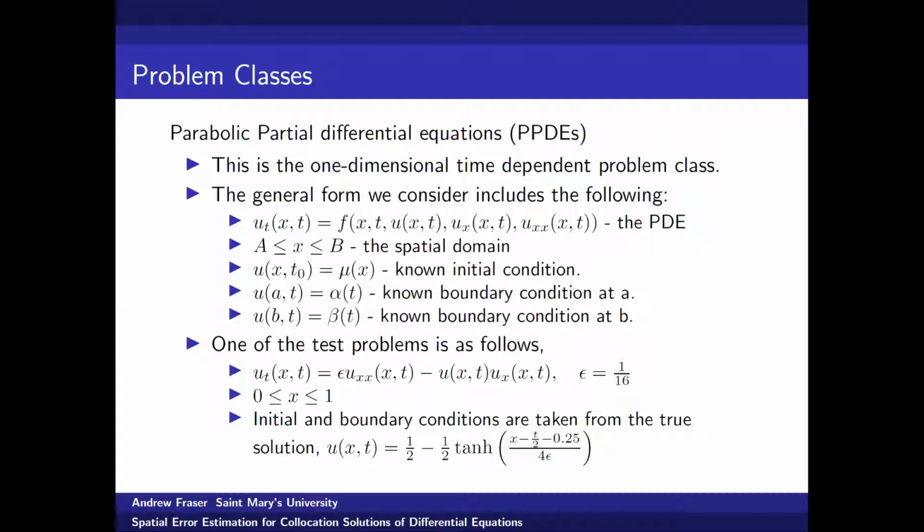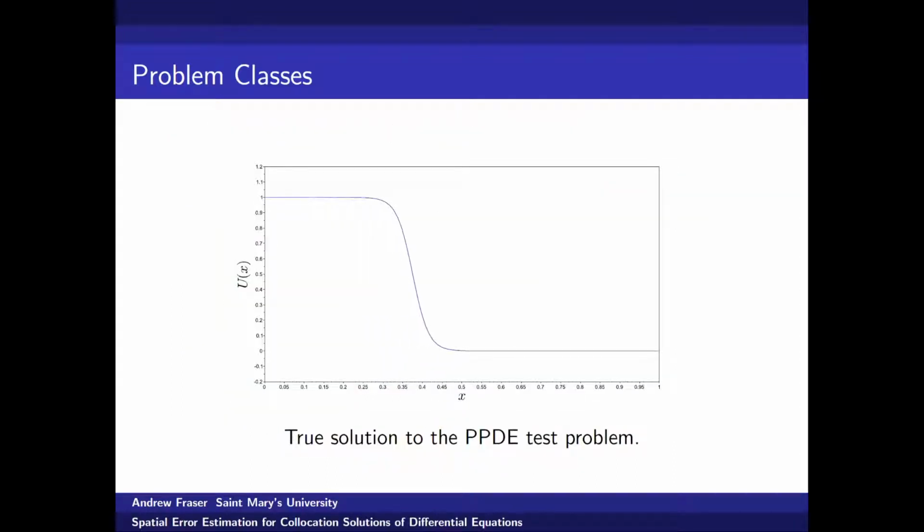The next problem class we have are the parabolic partial differential equations. This is the one-dimensional time-dependent problem class. The general form for this includes the PDE, the spatial domain, a known initial condition, and once again boundary conditions. At the bottom here we have one of the test problems used within this thesis, and here we can see the true solution to that test problem. So now once again we can see we have a function plotted across one spatial domain, but we also see the temporal domain here where that function moves through time.